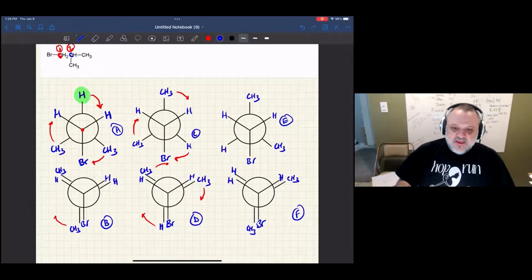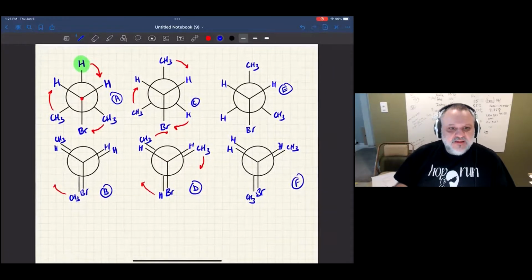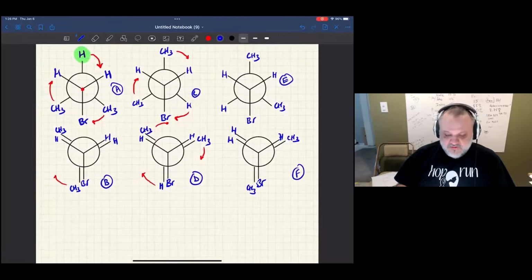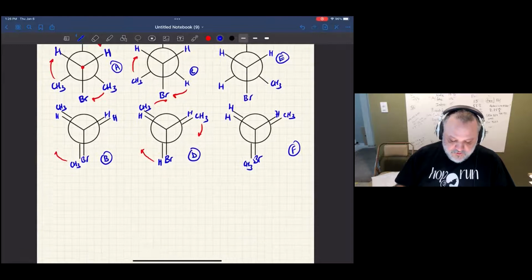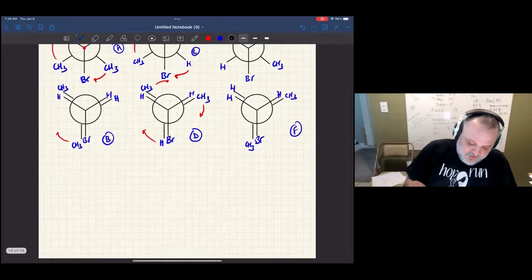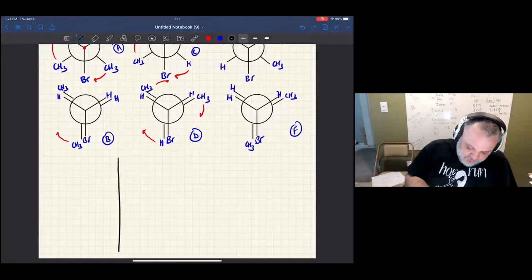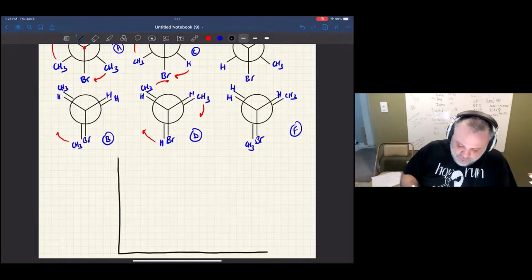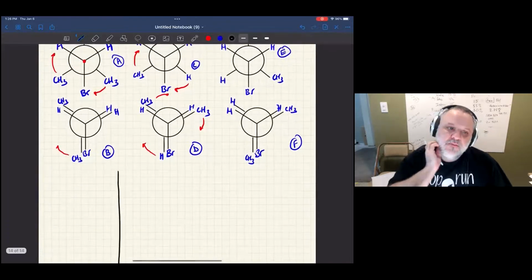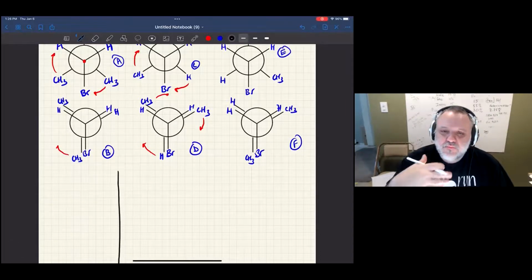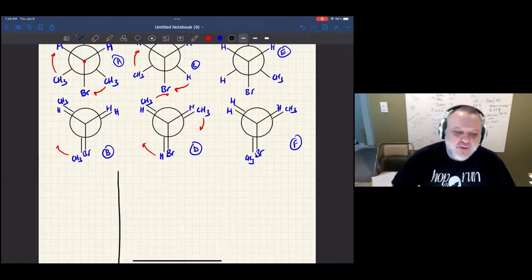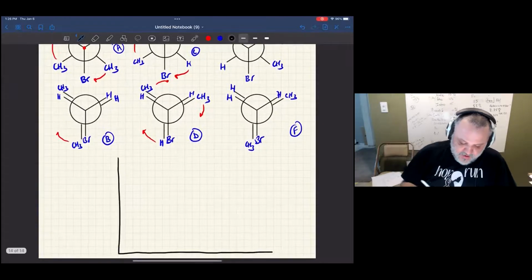Okay, so the next thing, now that I've drawn the Newman projections, is to examine the structures and to assess them as far as their energies are concerned. And so I'm going to go ahead and draw a potential energy surface. Again, where you start, whether you start with the minima or maxima, or which one you ended up drawing isn't particularly important as long as the relative positions are correct.